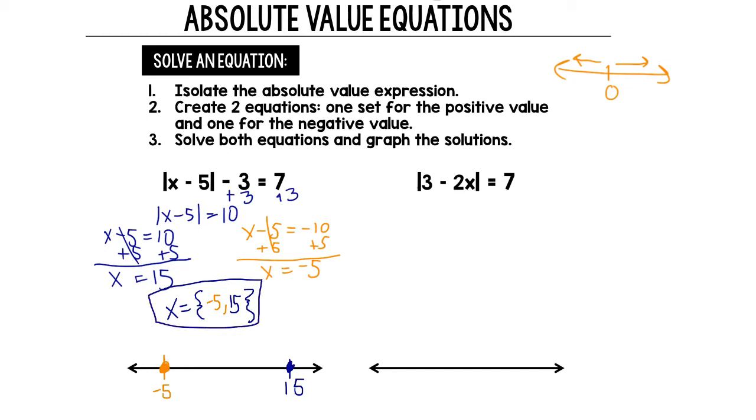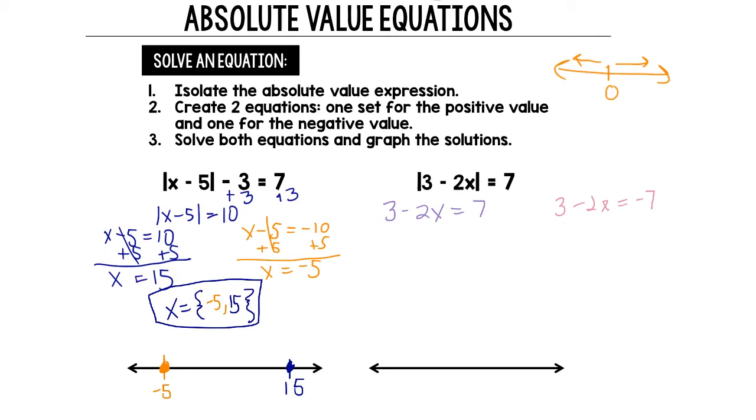That is the answer, including the graph that we did. Let's try another one. We don't have to isolate the absolute value. It's already isolated, so we can go ahead and split it up into 2 possibilities. 3 minus 2x equals 7, or 3 minus 2x is negative 7.